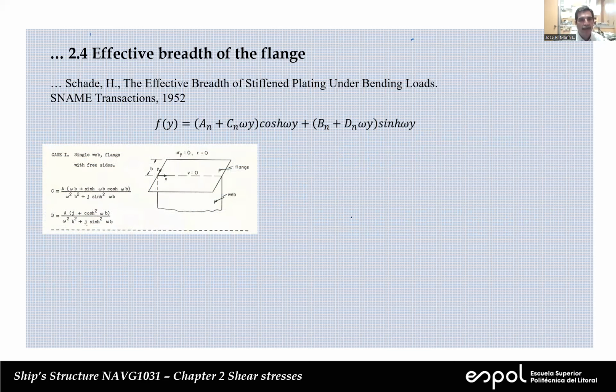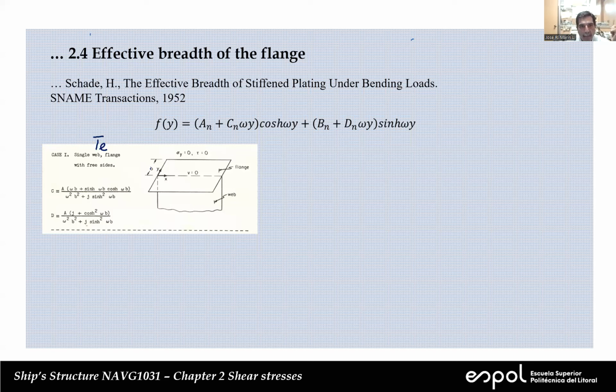So first, this is what we call case 1. It's the case of a single web. It's like a T. This single web is basically like a T beam. In this case, this is a flange, and you have to be careful because this is the notation that he employed. This is from the original work, from the article that I had a copy of.